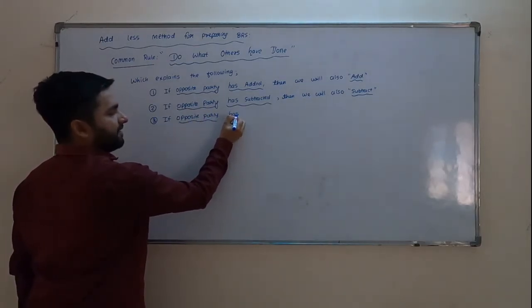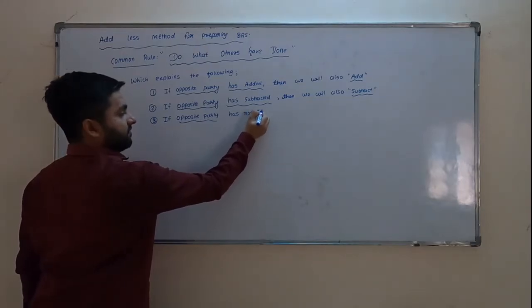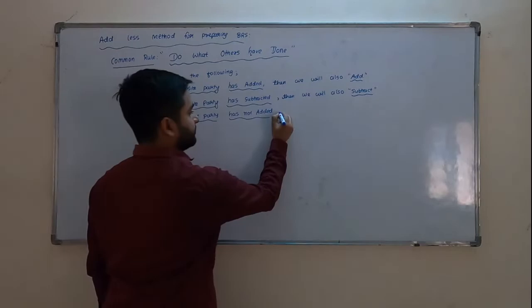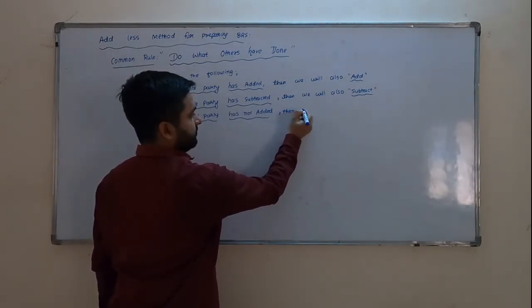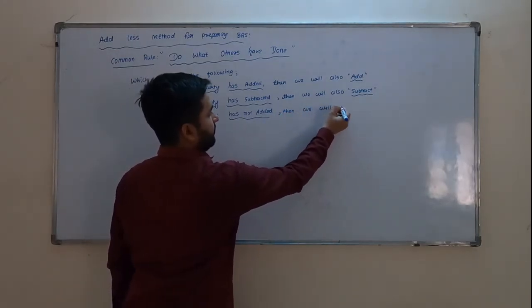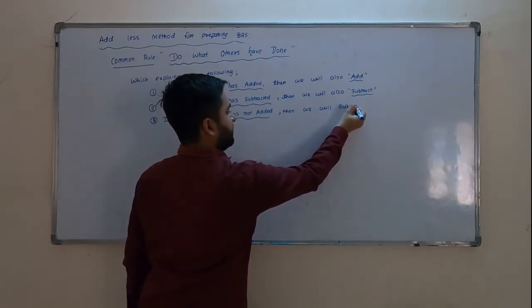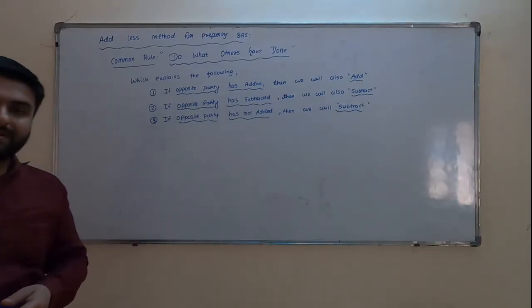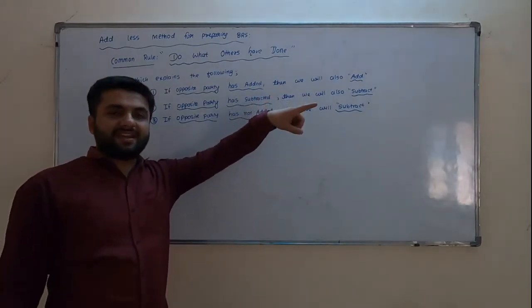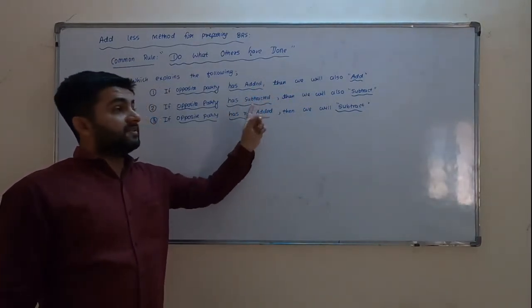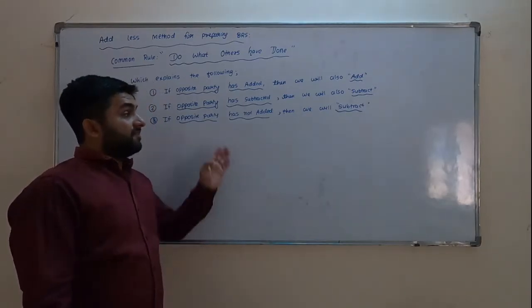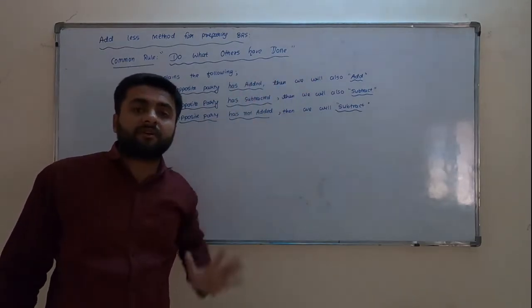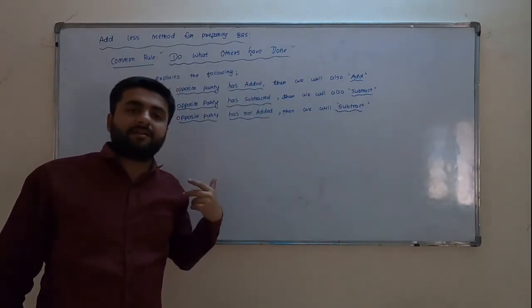If opposite party has not added, then we will subtract. Now this is somewhat new thing. If they are adding, we will add. If they are subtracting, we will subtract. If they are not adding, then we will subtract from us. Because they are not adding, so what we will do, we have added before them.